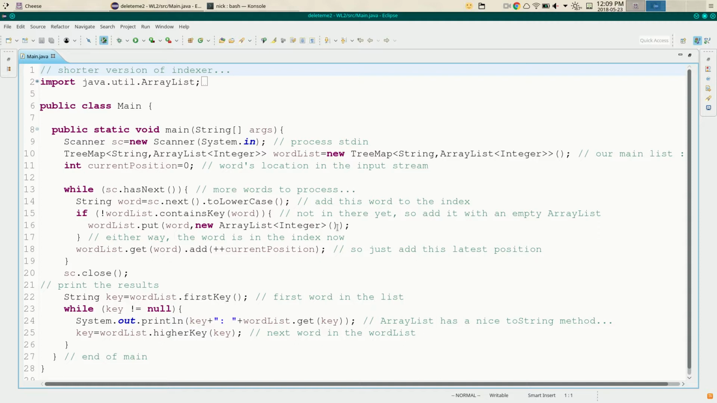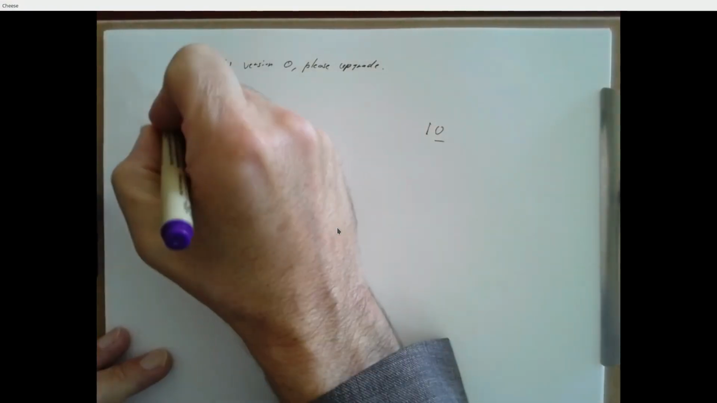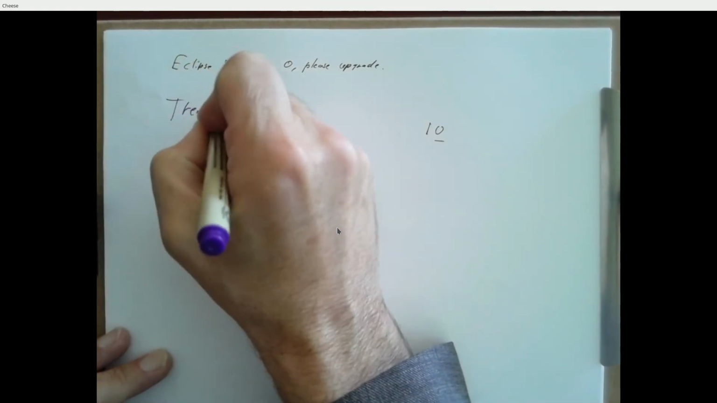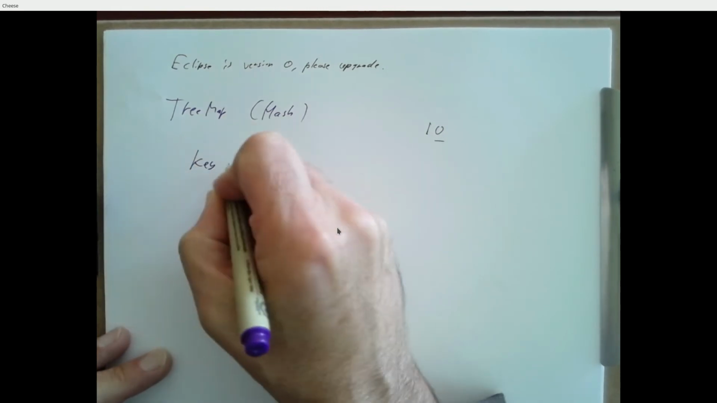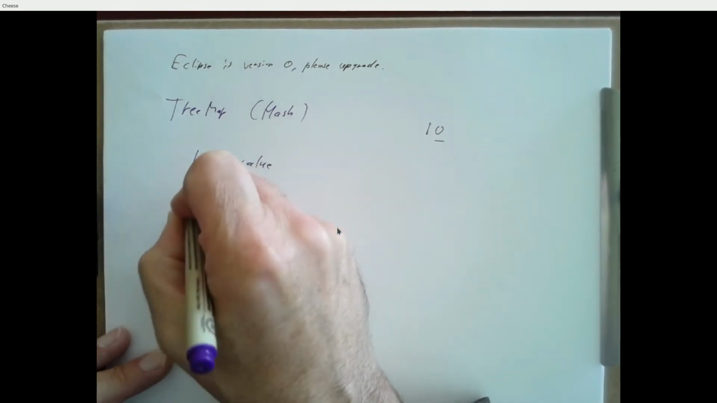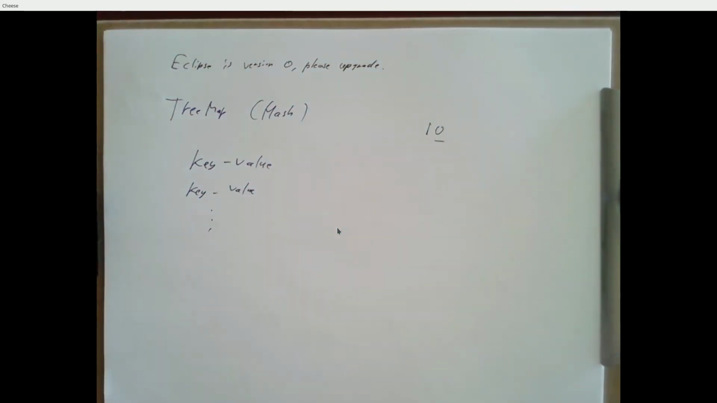Okay, so a TreeMap is like a hash. Okay, so what's a hash? A hash is a set of pairs of keys and values. If you have a hash, you can go into the hash with a key and it will give you back a value associated with that key. And if the value is not stored in there, it gives you a null or something, right?